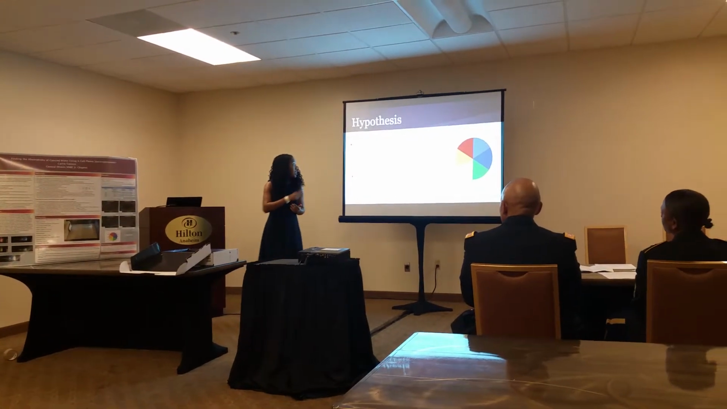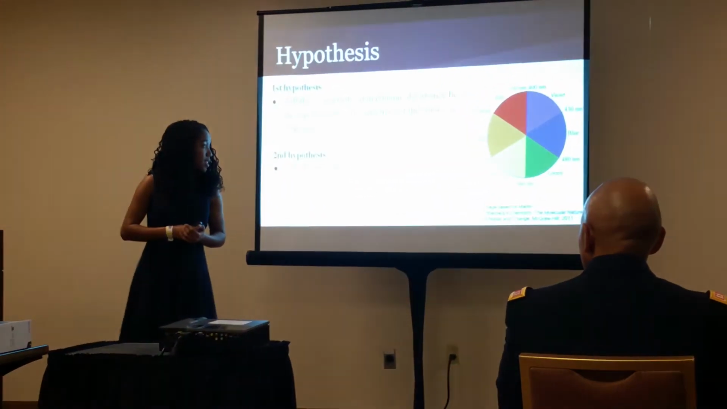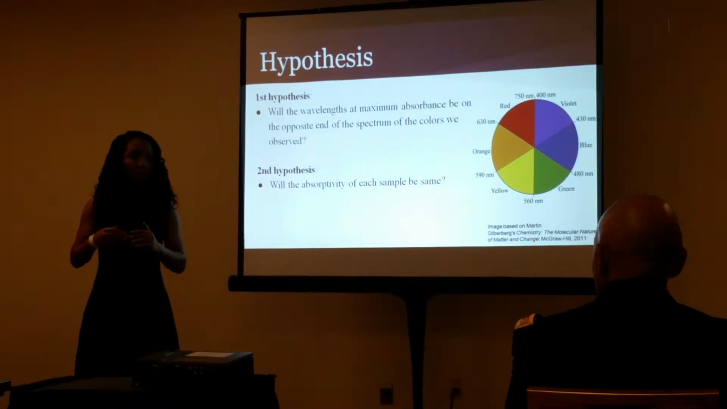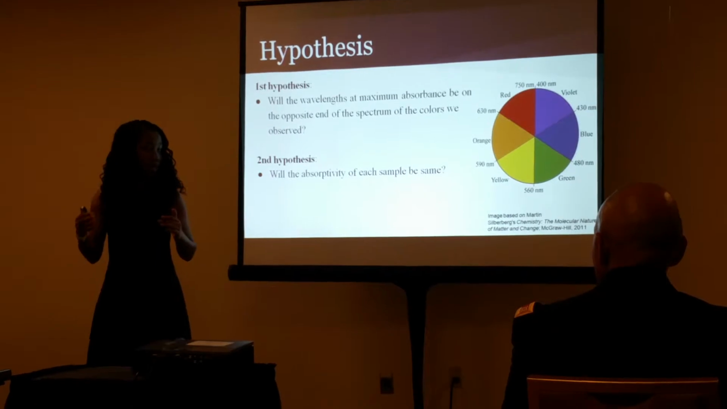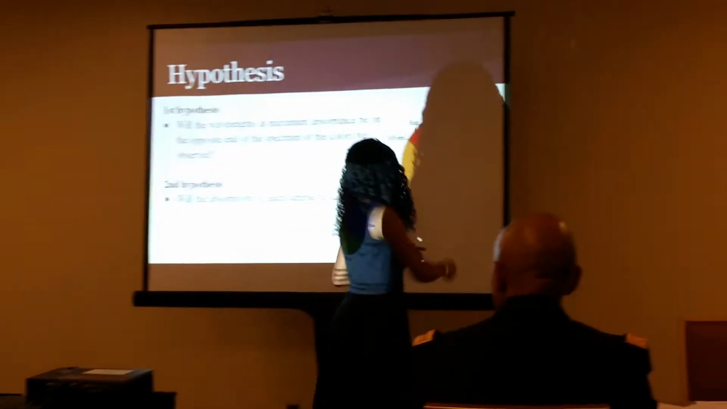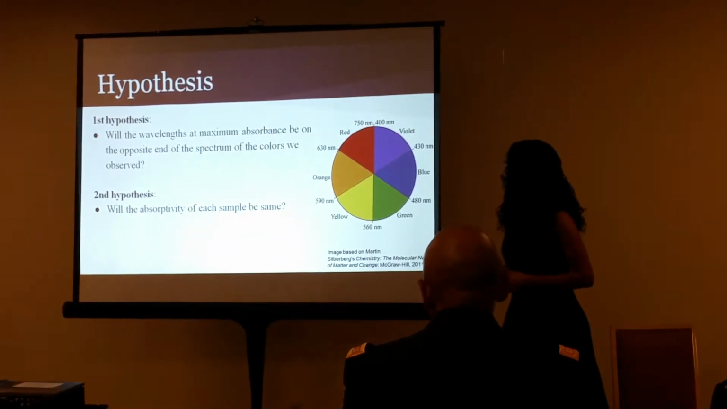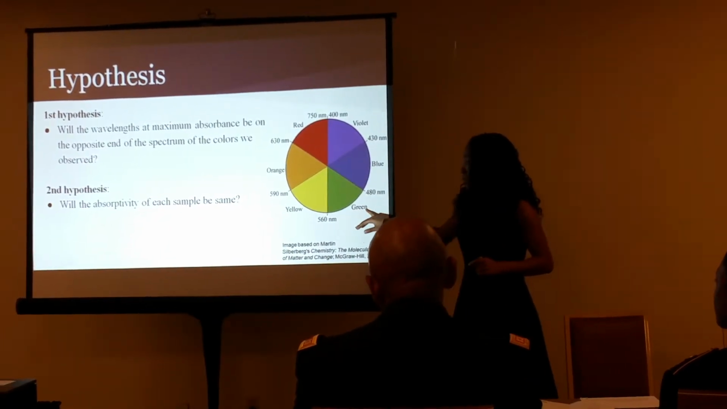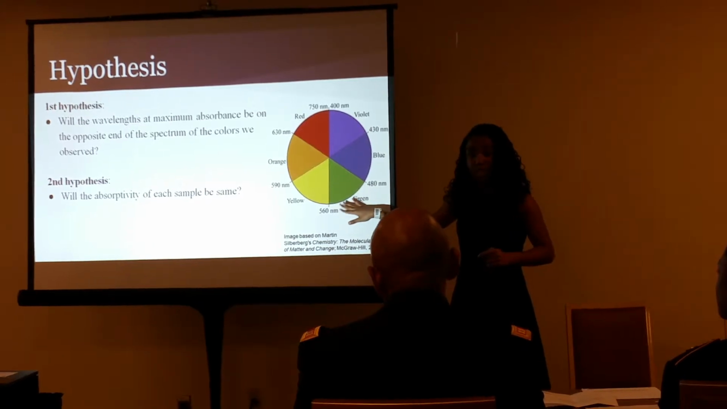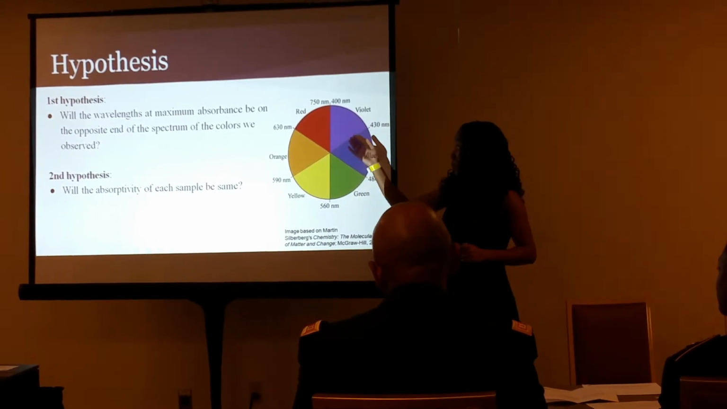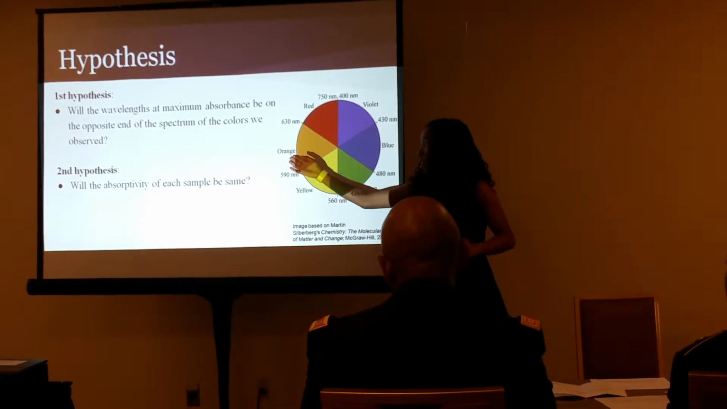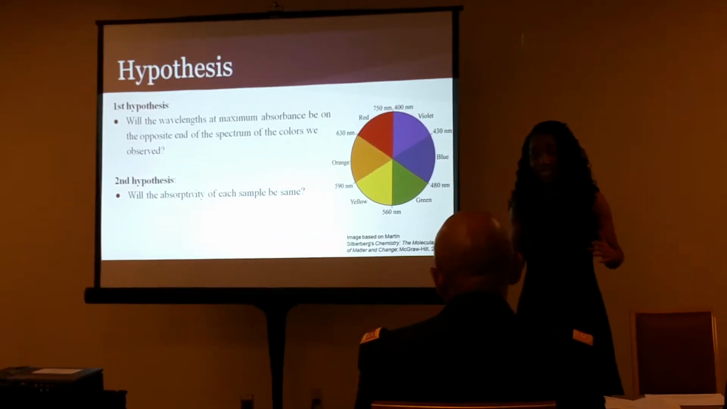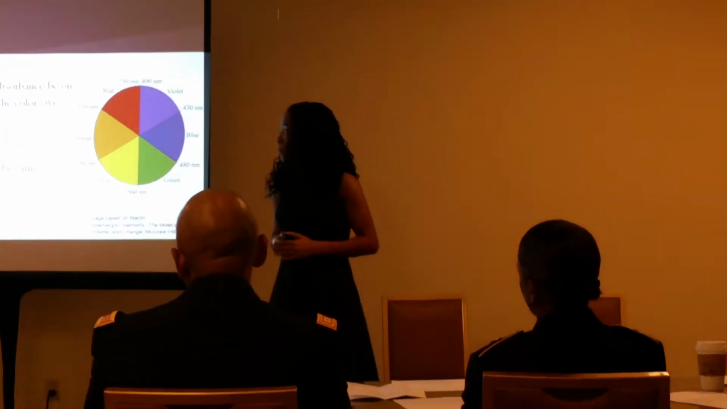So in this experiment, I have two hypotheses. The first hypothesis is that the wavelength at maximum absorbance will be on the opposite end of the spectrum from what we see. So you see in this pie chart, you have green. If you want to get a red shirt, the maximum absorbance has to be somewhere in this green section. If you want a blue shirt, the maximum absorbance has to be somewhere in the orange section. Again, the colors that we see are the colors that are not absorbed.